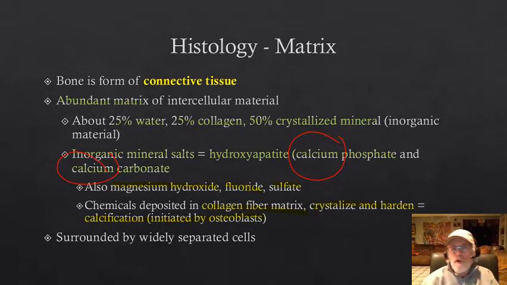So then, going back to bone as a connective tissue: abundant matrix, water, collagen, and a lot of crystals. Mostly crystals, over half crystals, and we talked about those crystals being hydroxyapatite. And what we also have, the thing that we forgot to talk about, is cells. These cells are widely scattered and arranged in rings around what's called a central canal, which I'll show you in a short time.